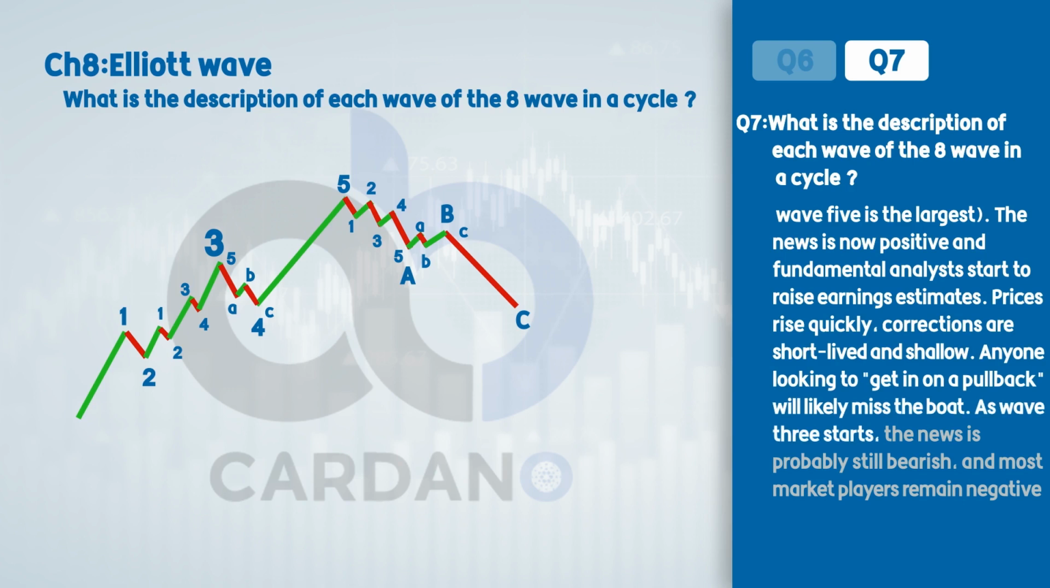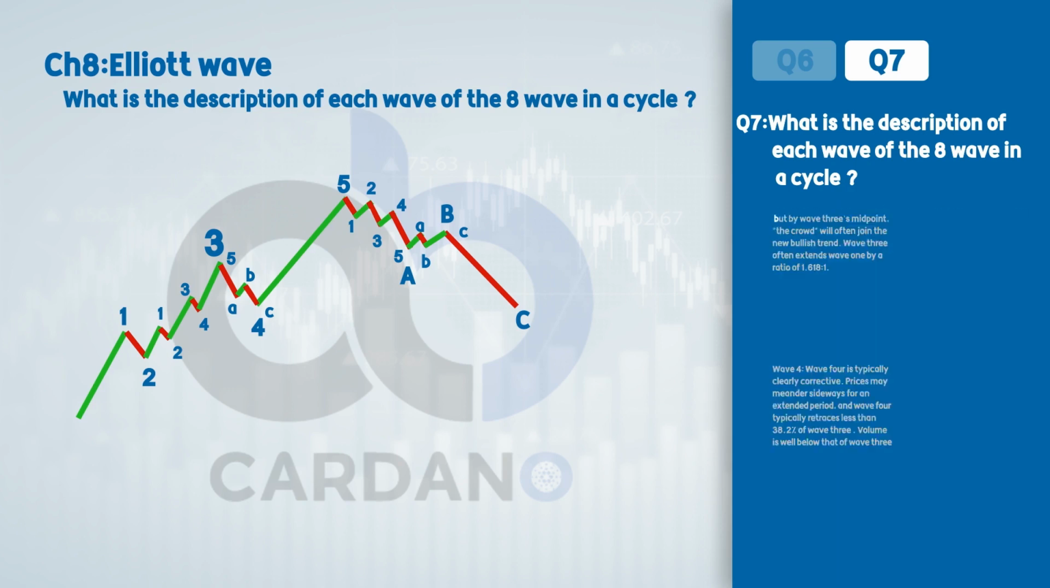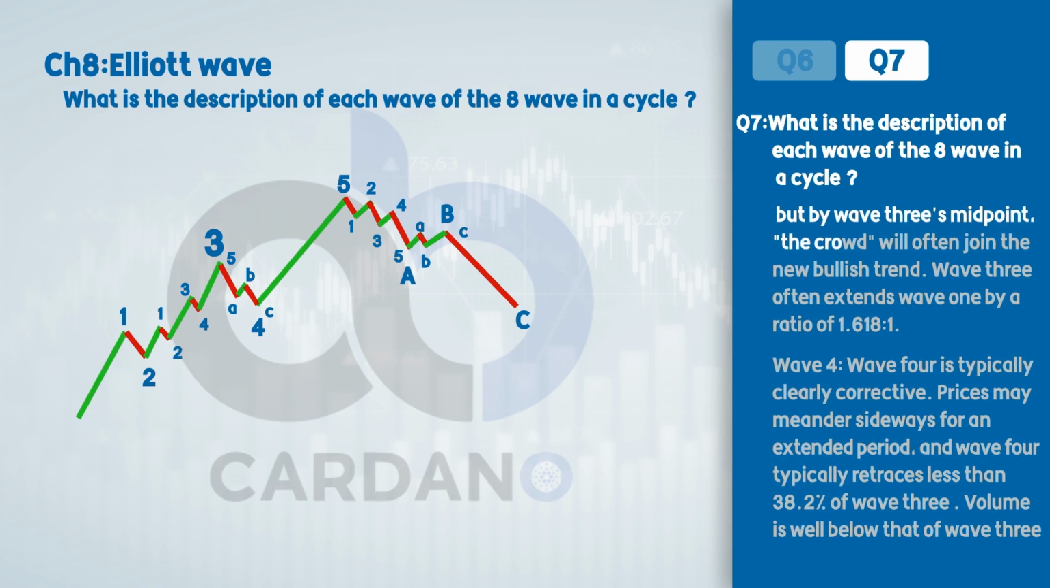As Wave 3 starts, the news is probably still bearish, and most market players remain negative. But by Wave 3's midpoint, the crowd will often join the new bullish trend. Wave 3 often extends Wave 1 by a ratio of 1.618 to 1.